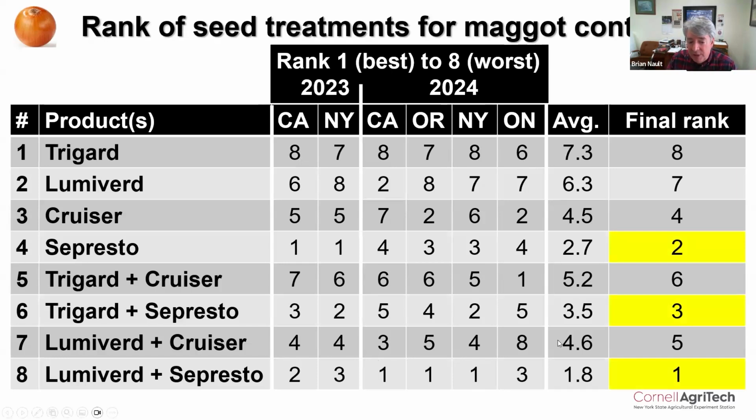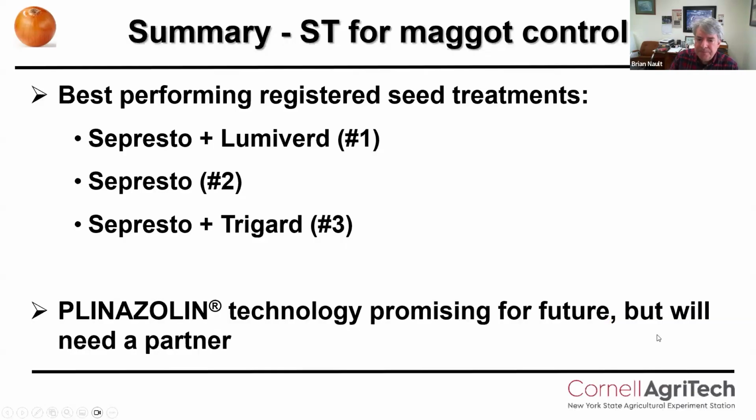And what we see is the Lumivert and Sopresto is 1, Sopresto 2, and Trigard plus Sopresto is #3. Interestingly enough, the 2 most commonly used packages that we have in New York and elsewhere, Trigard and Cruiser and Lumivert and Cruiser, finish kind of in the middle of the pack.